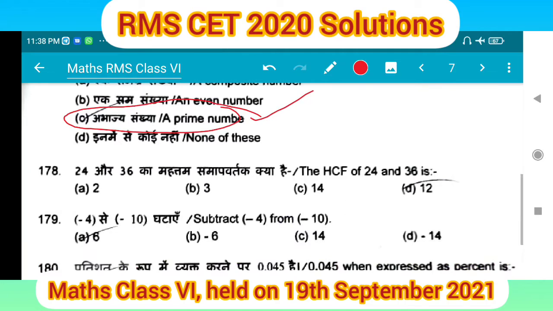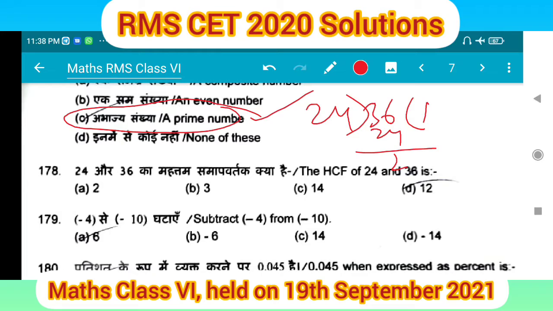The HCF of 24 and 36. 36, 24. 24 once is 24. 36 minus 24 is 12. Now again 24. 12 twos are 24. Remainder 0. So 12 is the HCF. Option D.